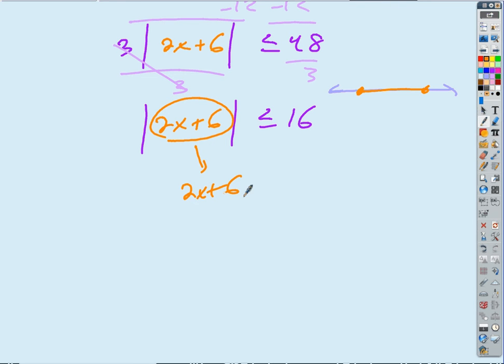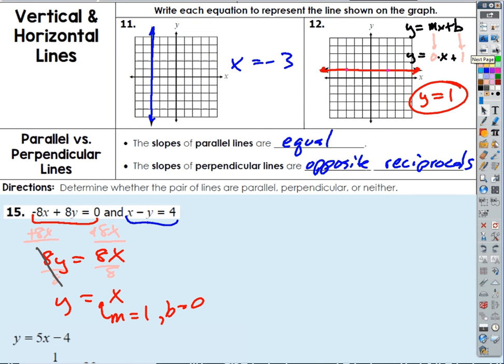2x plus 6 is in the middle, and it's going to be greater than or equal to negative 16 and less than or equal to 16, and then I just isolate x. Okay, good. All right, so here's where we left off on Wednesday, right?